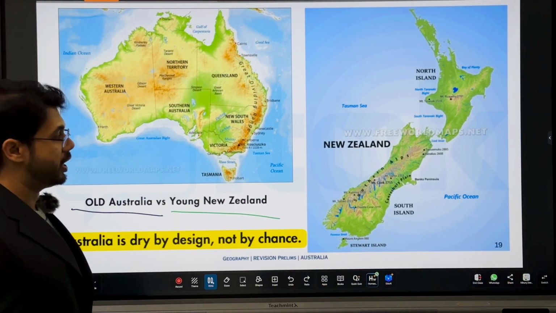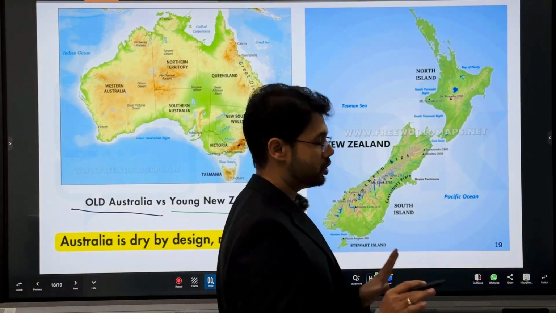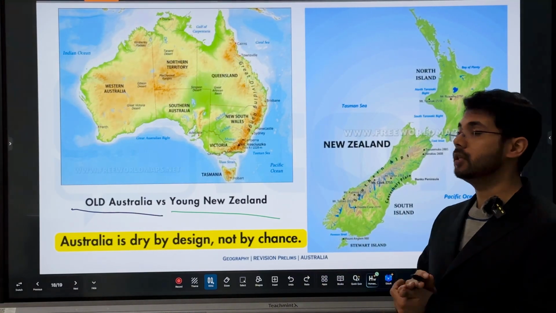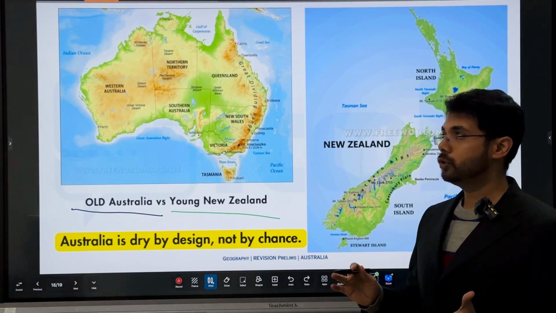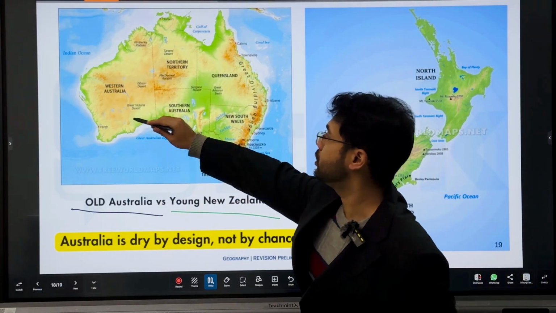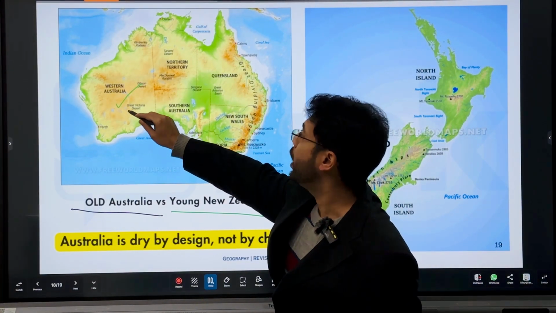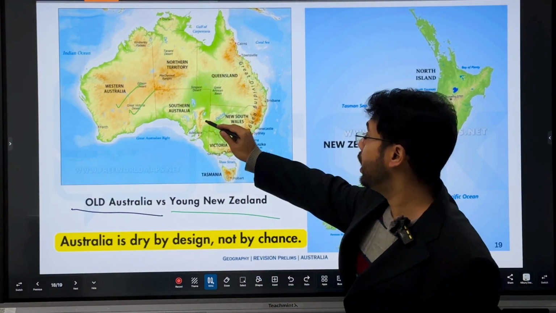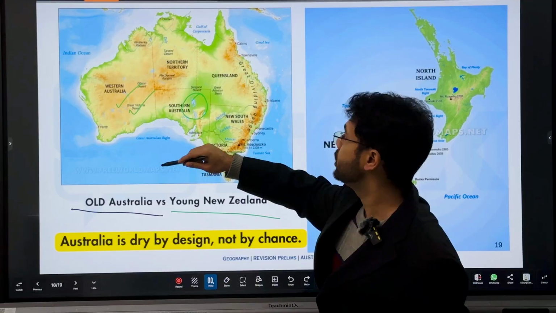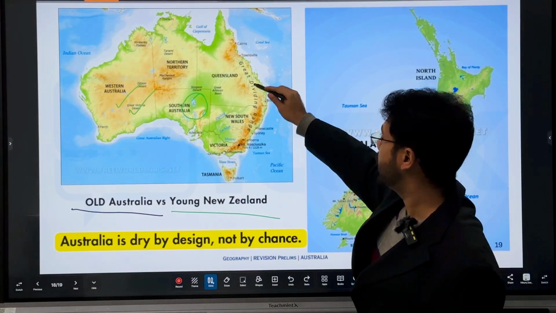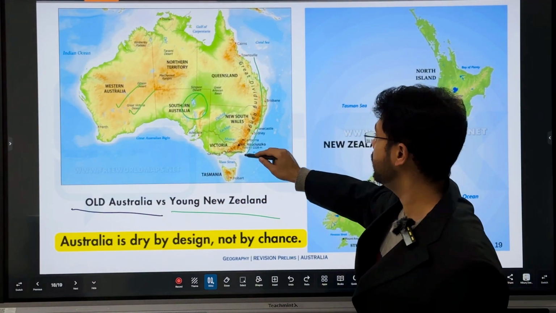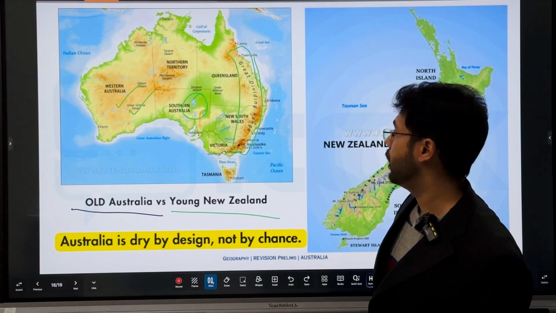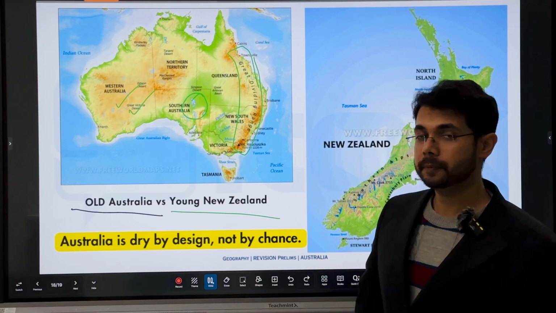Finally, if you have to wrap up Australia, you should just remember Australia is dry by design, not by chance. Unfortunately, there are deserts here. Why? You know why. Gibson, Great Victorian, etc. Lake Eyre is here. Central lowlands. And the Great Dividing Range is the only range that is worth mentioning in Australia. Extremely dry continent.